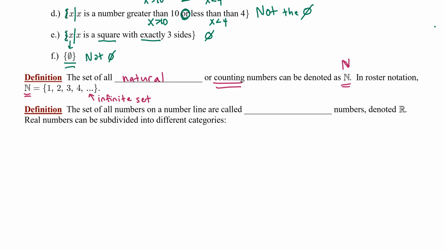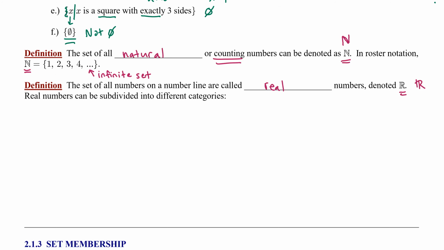The natural numbers were very likely the very first numbers that you ever learned. When you learned about numbers, you learned how to count starting with 1, 2, 3, 4. The natural numbers are actually a smaller category within the set of real numbers. The set of all numbers on a number line are called real numbers, and they have a special notation as well. It's the R with the double bar on the left. You may have seen that in an algebra class before. Real numbers can be subdivided into different categories. Real numbers represent every possible location on a real number line.